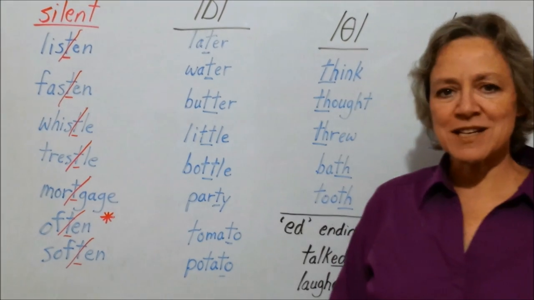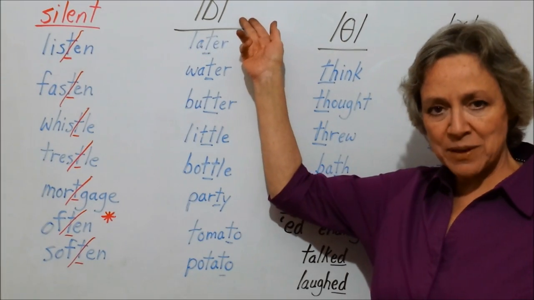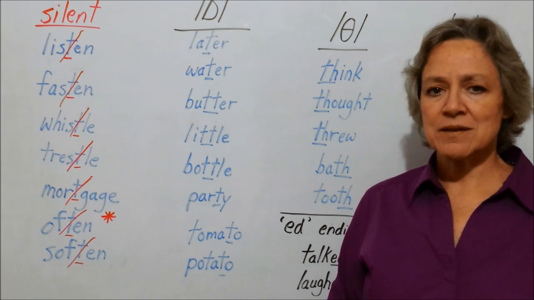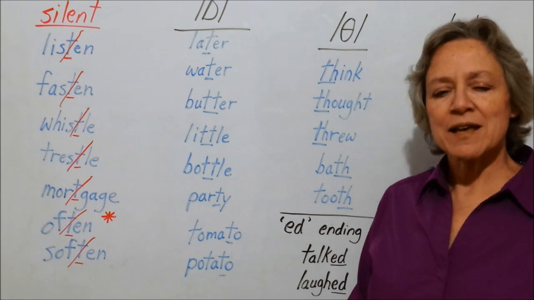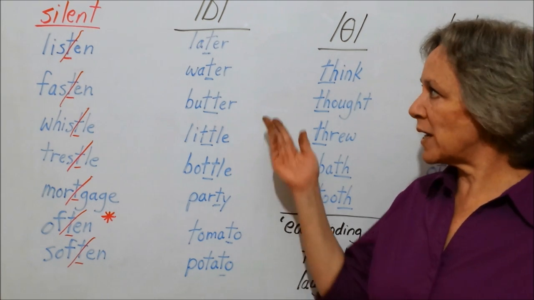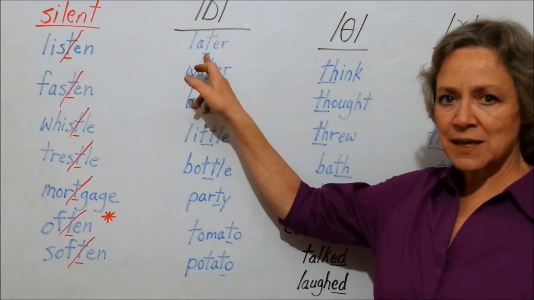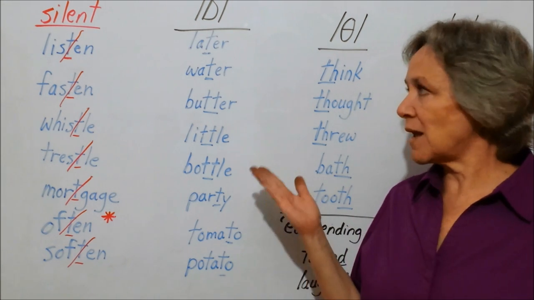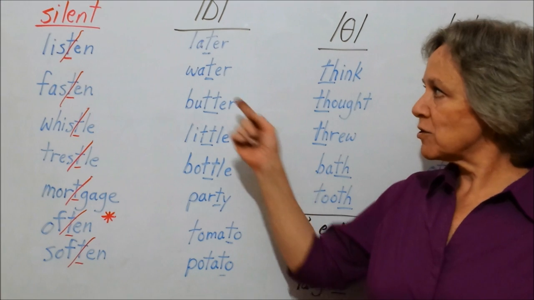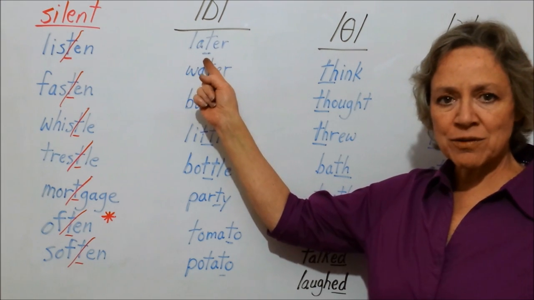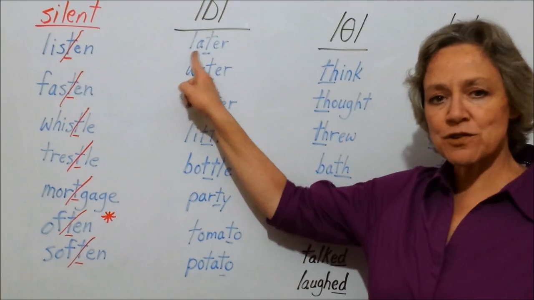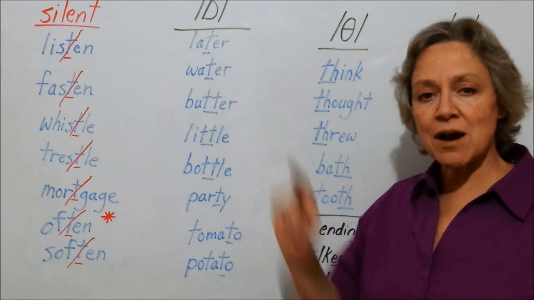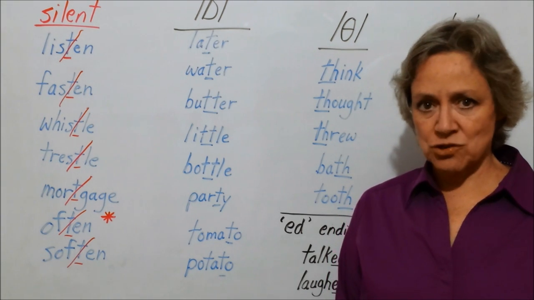And then I've given some additional examples with the flap sound. This is the sound that sounds almost like a D when we pronounce it. This sound occurs when the letter T is between two vowel sounds and it's at the beginning of an unstressed syllable. So for example, this word later, the stressed syllable is the first syllable, lay. So the second syllable, the one beginning with the T, T-E-R, is unstressed or not stressed.